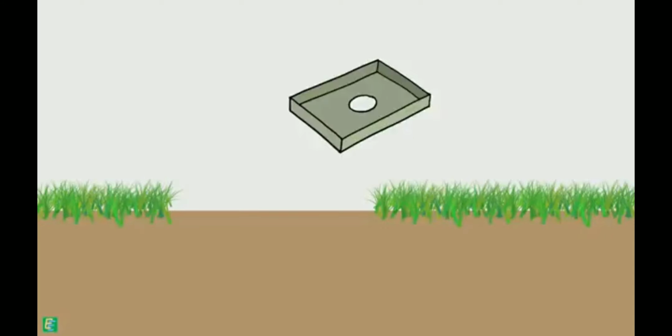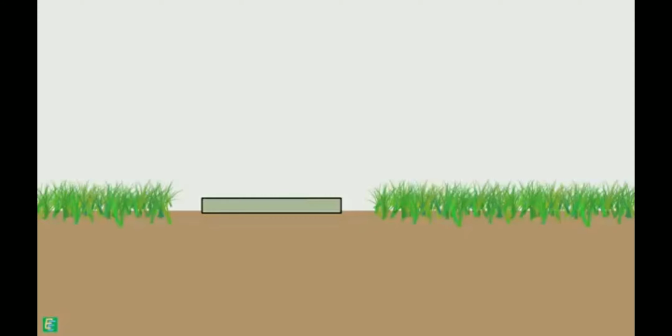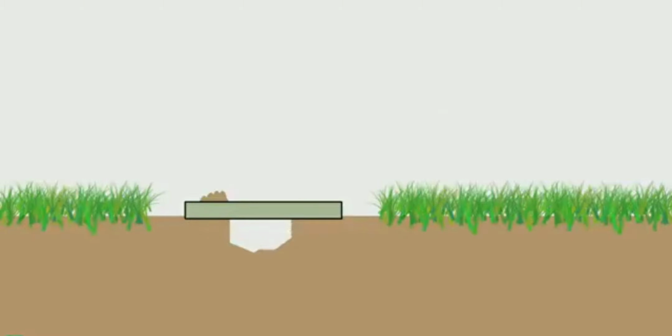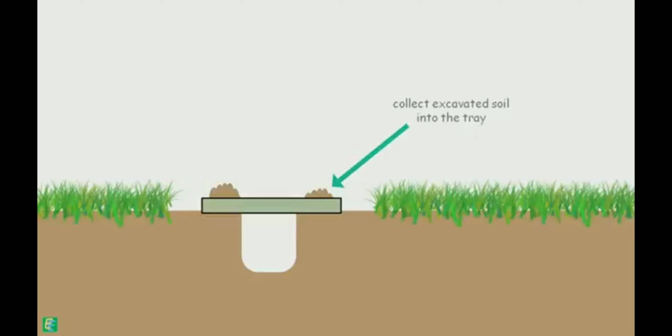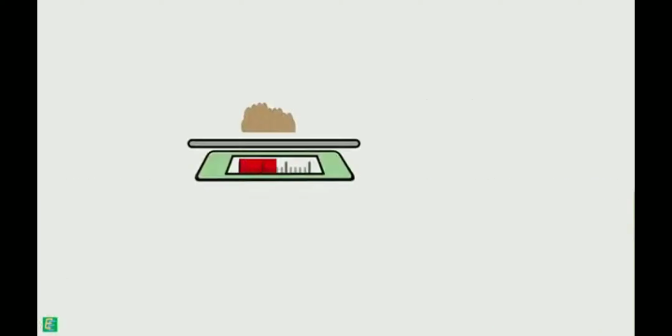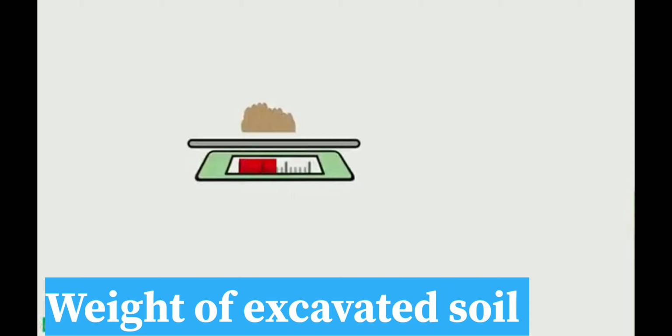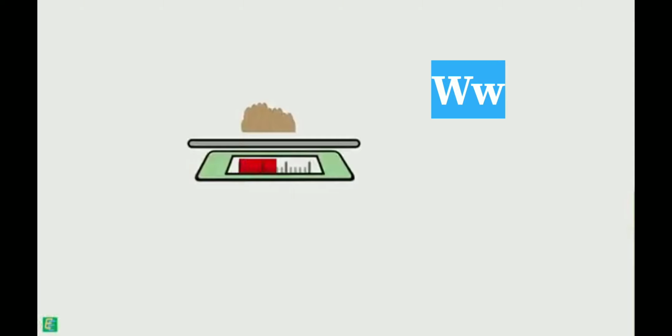Now come to the field where the unit weight of the soil needs to be estimated. Clean and level a small area on the ground. Take a metal tray with a central hole in the middle of it, then lay it on the clean surface. Now excavate the ground from this hole, using tools for excavating holes up to 15 cm, and collect all the excavated soil into the tray. After that, collect all that excavated soil and take its weight. Note this weight as WW.